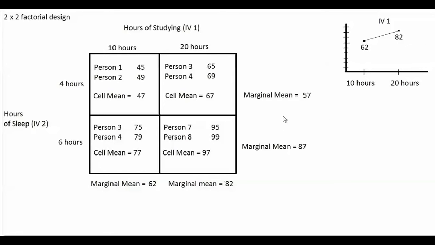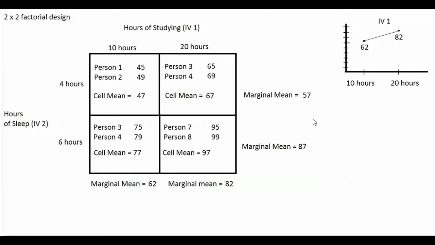The difference between the two row means is the main effect of IB2. If the two row means are equal, then there's no main effect of IB2. If the two row means are not equal, then there is a main effect of IB2. These two row means are not equal, so our data is showing a main effect of IB2.